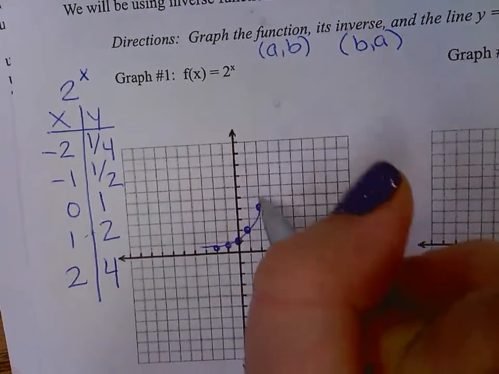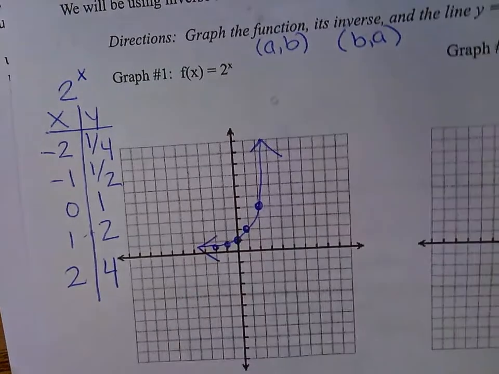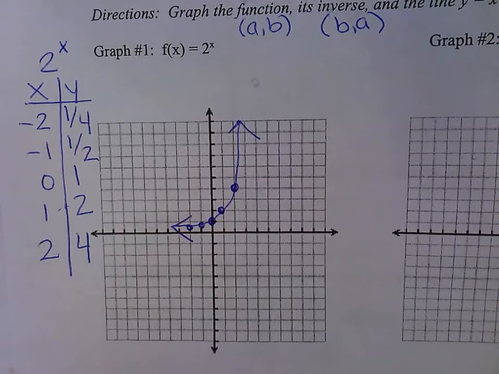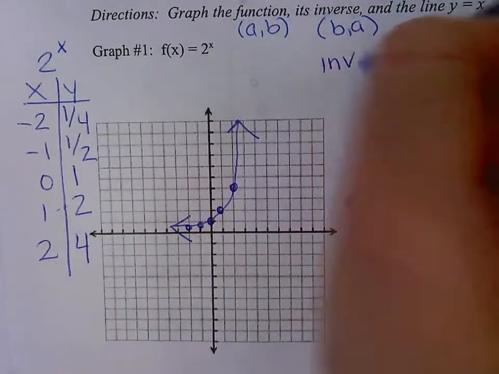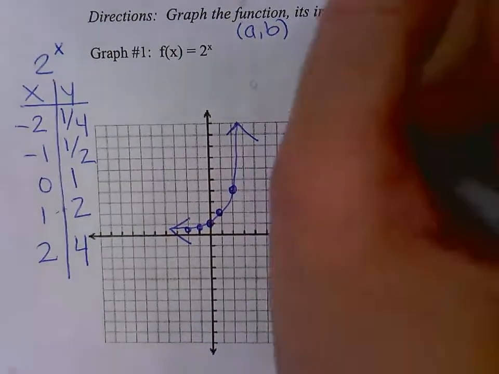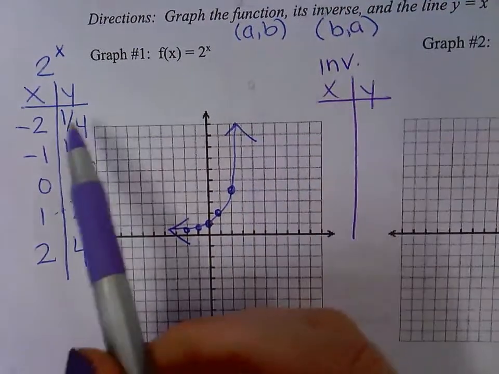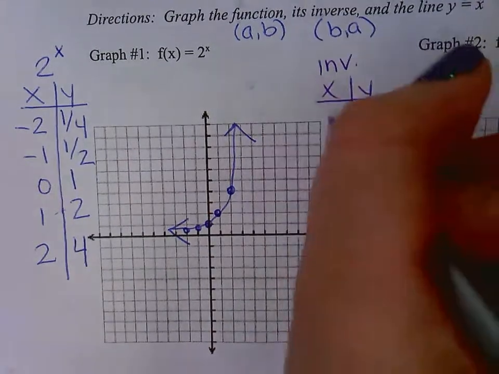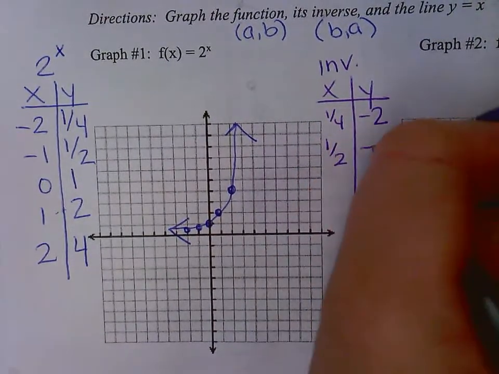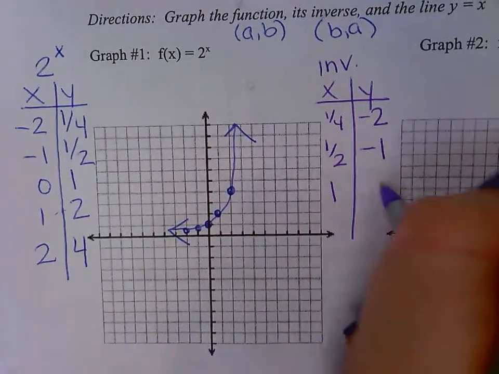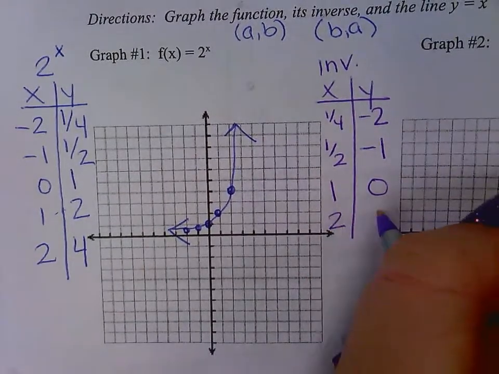So that's my exponential function in blue right there. So the inverse function, which we're going to learn is the log function tomorrow, just takes those points and flip-flops them. So the inverse, we don't know its name yet. So the inverse takes 1/4 and puts that at -2. It takes 1/2 and puts that at -1. And 1, 0, and 2, 1, and 4, 2.